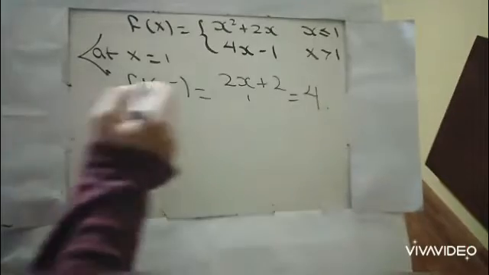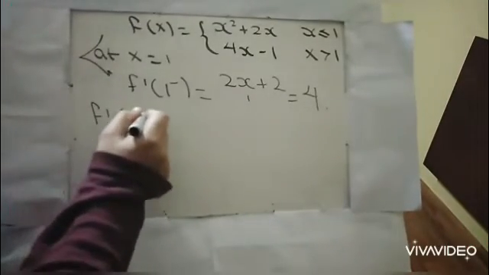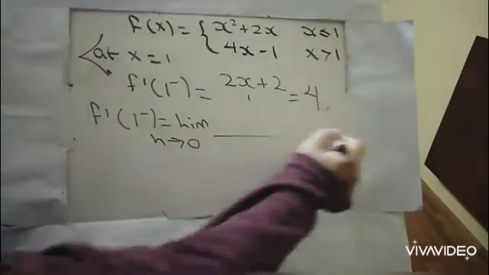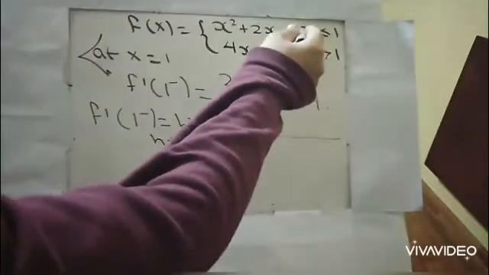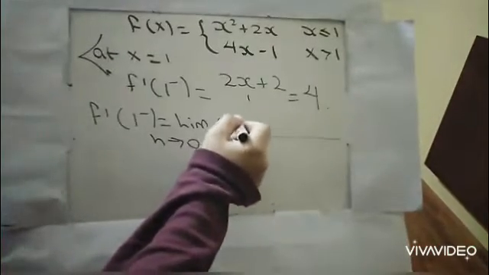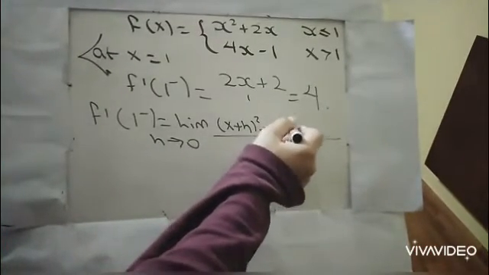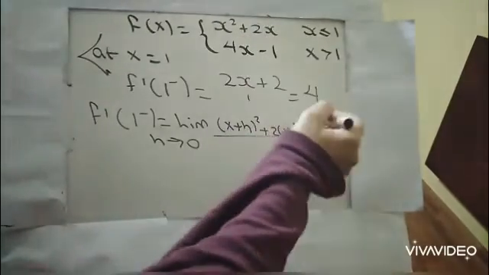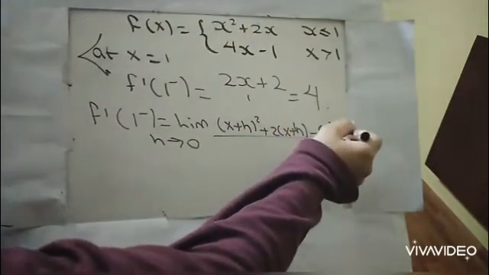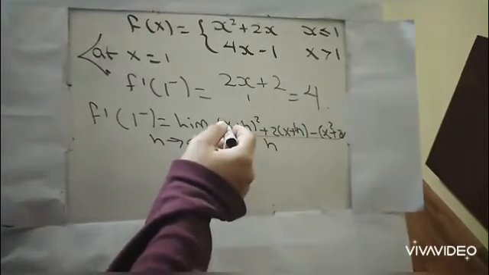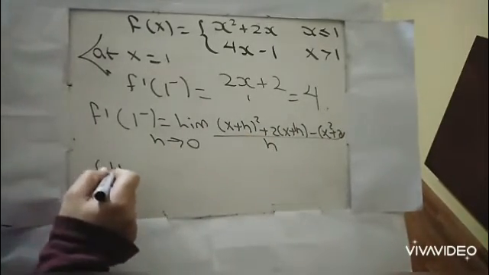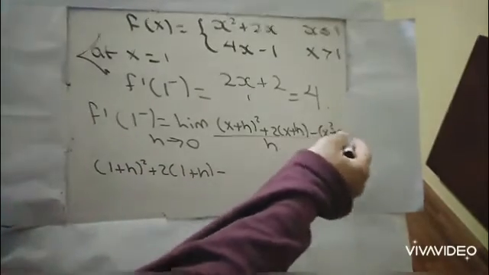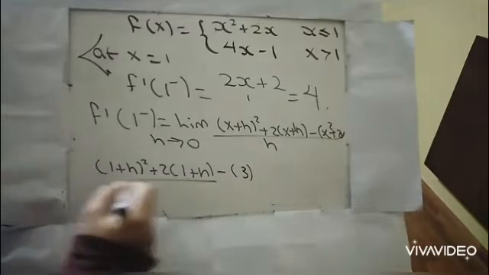So it's differentiable. But by the other method, which is the method of rate of change, we will say limit h approaches 0. We will put here at x smaller than 1: (x plus h) power 2 plus 2 times (x plus h), minus the function itself, which was x power 2 plus 2x, over h. Now we'll put 1 instead of x, so it will be (1 plus h) power 2 plus 2 times (1 plus h) minus (1 power 2 plus 2, which is 3), over h.